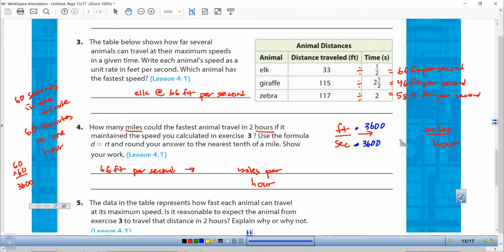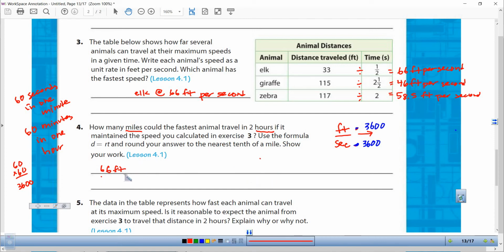All right, but now I want to know, I got to get that. That's going to give me feet per hour, but then I want it in miles. You know what? Let's just do this first. I don't want to make this too confusing. So let's just take our 66 feet, and let me write it like this.